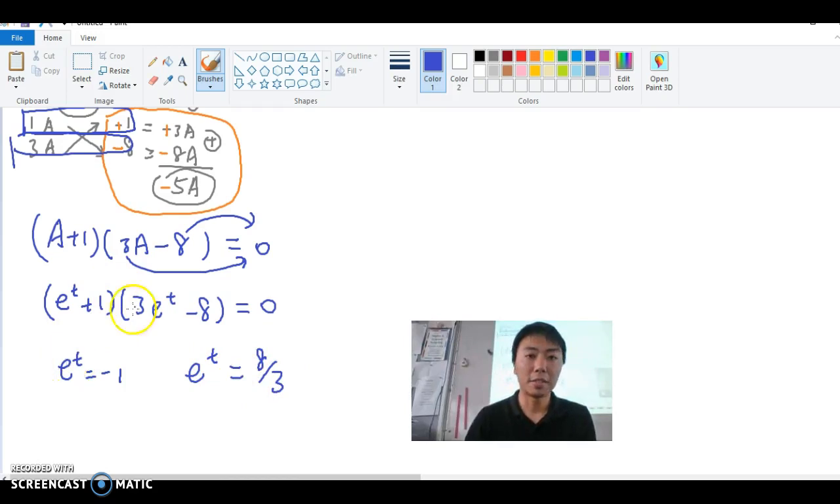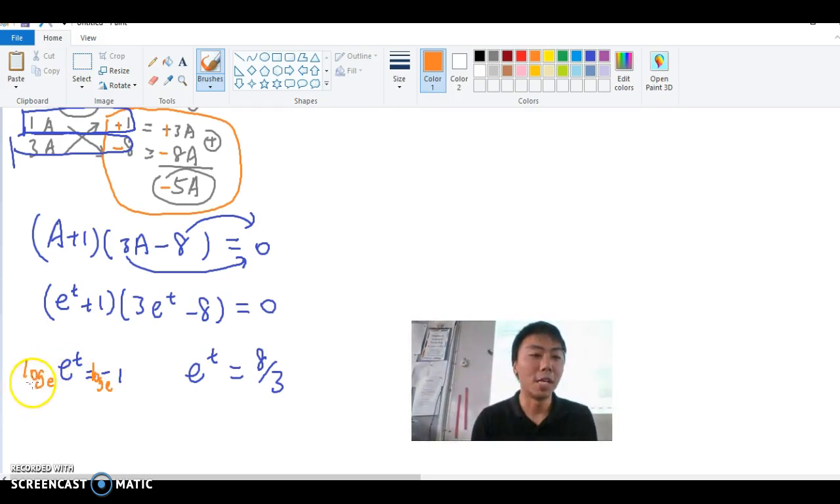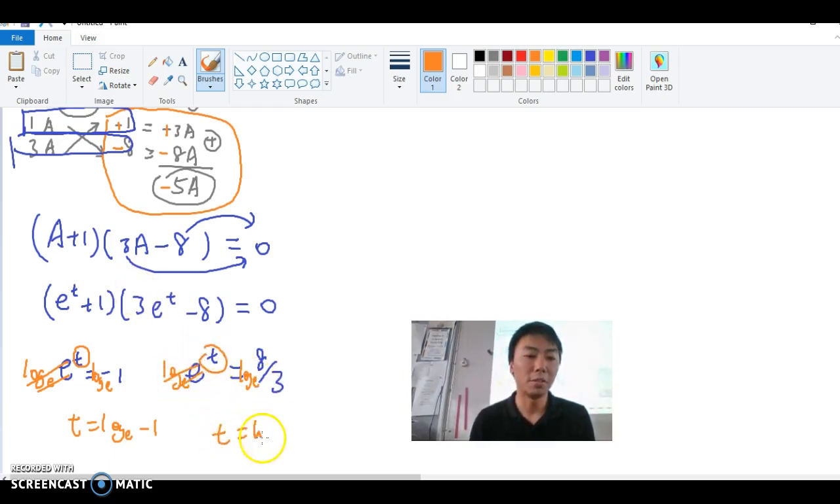And then the last thing is I want to find what t is. So I need to bring the t down. To bring the t down to the top, I need to log both sides. So I need to log both sides, log base e. So e will be cancelled. So now t is equal to log e of -1. Do the same thing on this side. I log e on both sides. The e will go. So t is now equal to log e of 8 over 3.